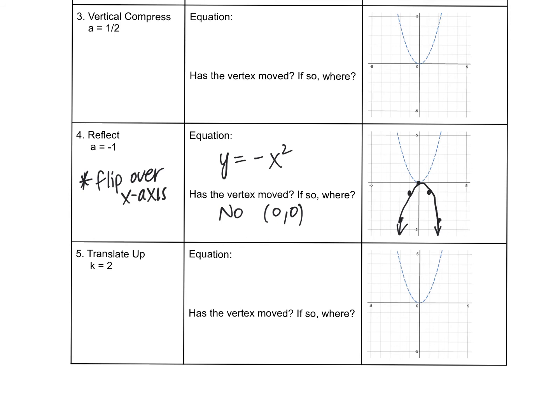All right, so my next one, now this is a translation up. So we learned yesterday that the rule looks like this. You still have that x squared. Then if you slide it up, it's that plus 2 in the end. Okay, now this time the vertex is going to move. It's going to go up 2.